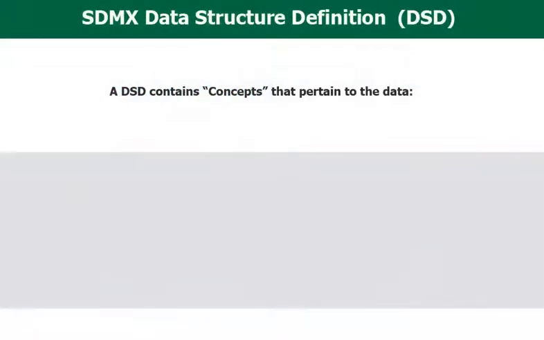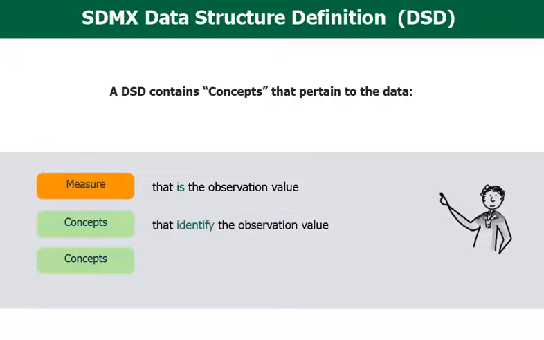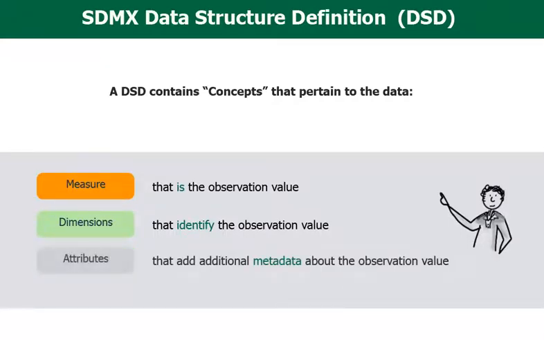In SDMX, to build the data structure definition, the DSD, we need to identify concepts which play several roles. The concept related to the observation value is called measure. The concepts that identify the observation value are called dimensions. And the concepts that add additional information about this observation value are called attributes.